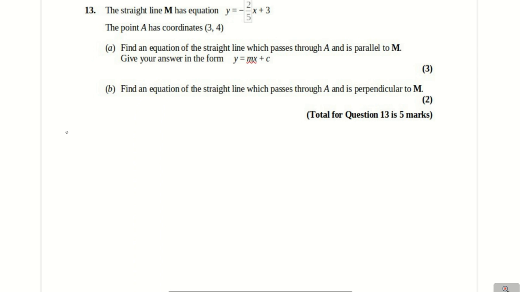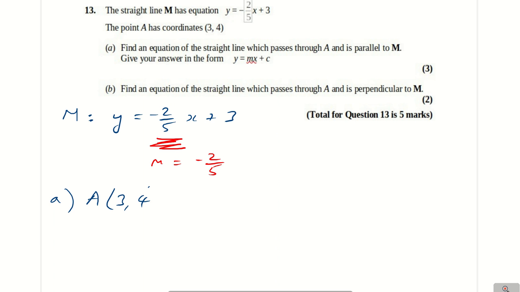Okay, so if we look at the line M, we've got the equation y equals minus 2/5 x plus 3. What that means is we can say straight away that the gradient is going to be equal to minus 2/5. Now, part A tells us that there's another line which goes through A, which has got the coordinates 3, 4, and it's parallel to the line M.